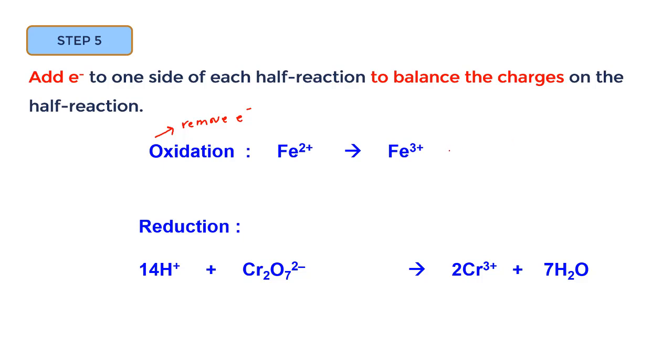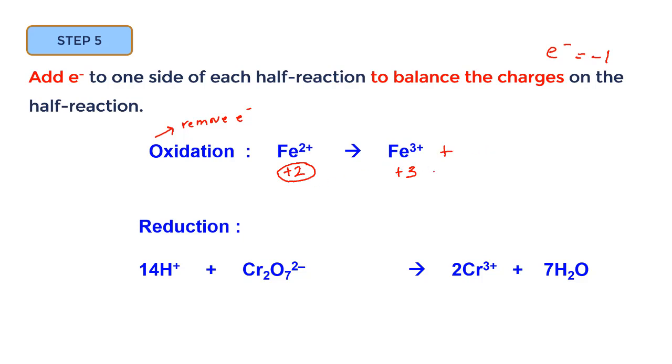But before I add electron at the right side, we need to check the balance at the left side first. So, iron 2 plus brings positive 2 charges. So, the total charges at the right side must be equals to positive 2. So, iron 3 plus brings positive 3 charges. One electron brings negative 1 charge. Alright, so how many moles of electron must be added here to get positive 2?